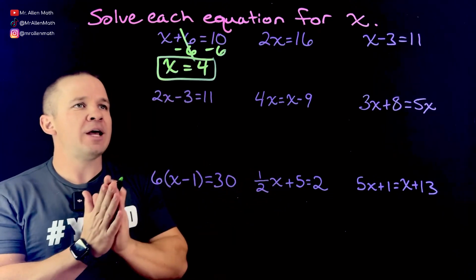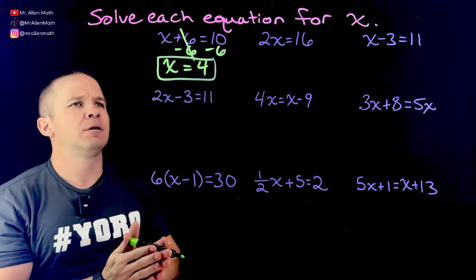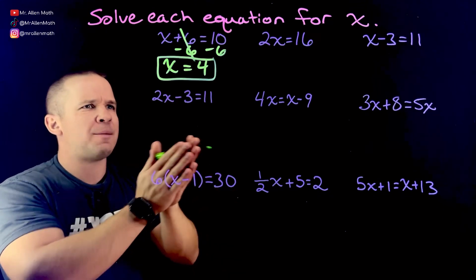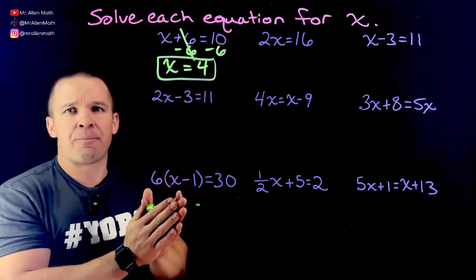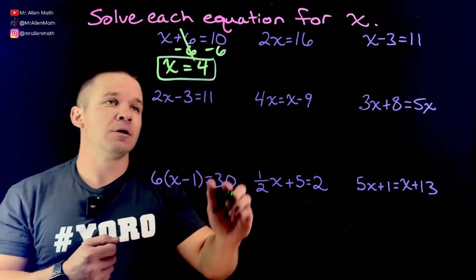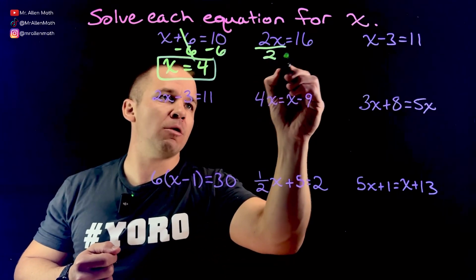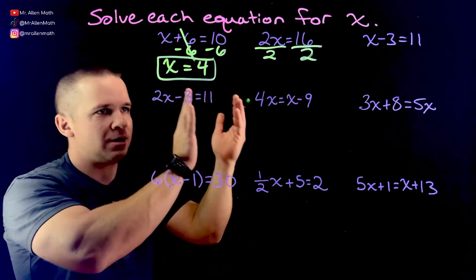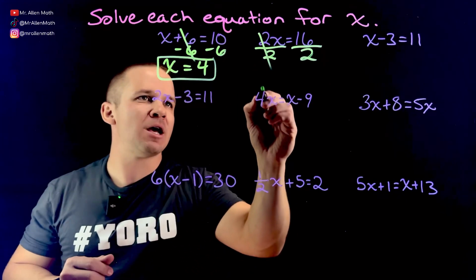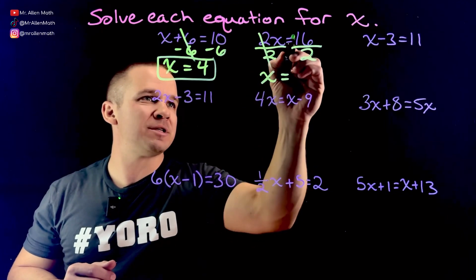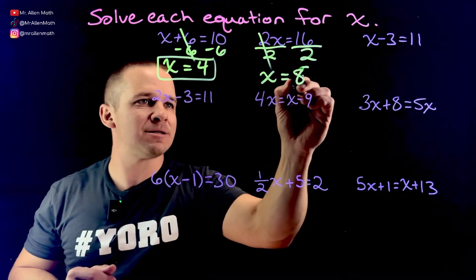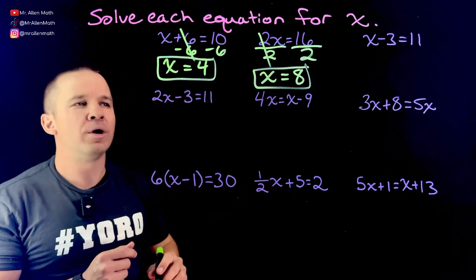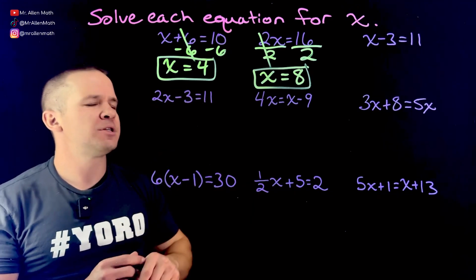All right, next one here. I have 2x equals 16. So it's 2 times x. What is the opposite of multiplication, or the inverse operation of multiplication? It's division. So let's divide by 2. But whatever you do to one side, you've got to do to the other. Keep things equivalent. I get x equals, well, what's 16 divided by 2? That is 8. Another one-step equation done.